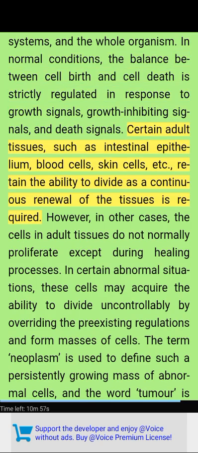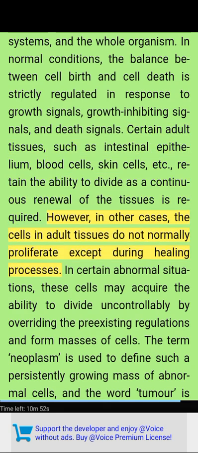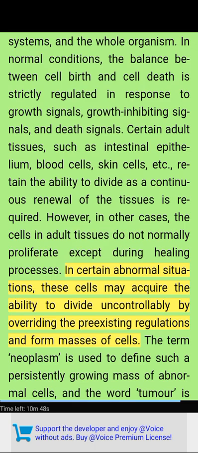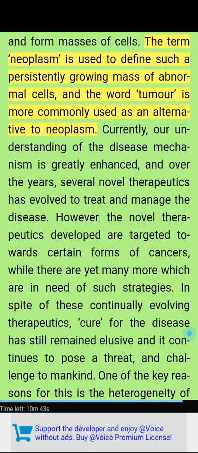Certain adult tissues, such as intestinal epithelium, blood cells, skin cells, etc., retain the ability to divide as a continuous renewal of the tissues is required. However, in other cases, the cells in adult tissues do not normally proliferate except during healing processes. In certain abnormal situations, these cells may acquire the ability to divide uncontrollably by overriding the pre-existing regulations and form masses of cells. The term neoplasm is used to define such a persistently growing mass of abnormal cells, and the word tumor is more commonly used as an alternative to neoplasm.